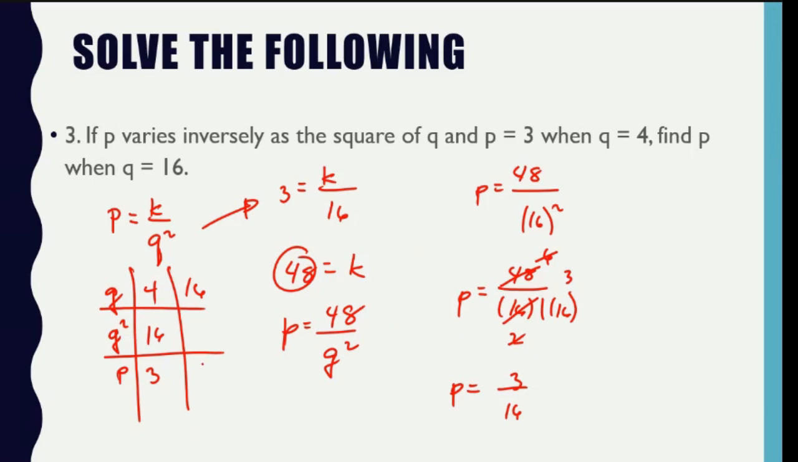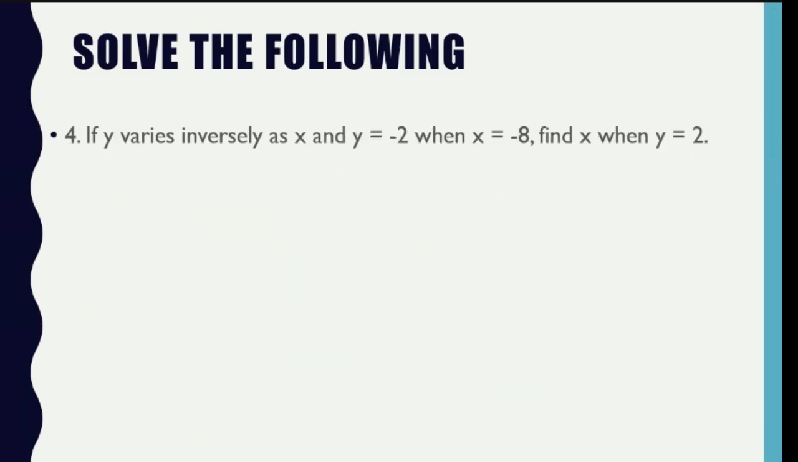So the value now will be 3 over 16. If y varies inversely as x and y is negative 2 when x is negative 8, find x when y is 2. Okay, so we will be having the tentative equation, y is equal to k over x. So let's have the table of relation of x and y. X is negative 8, y is negative 2. So we will find x when y is 2.